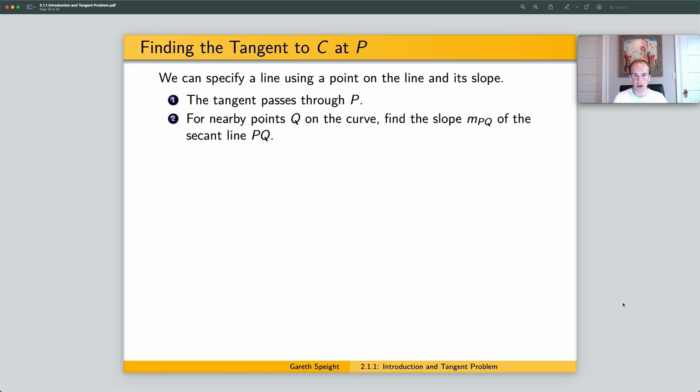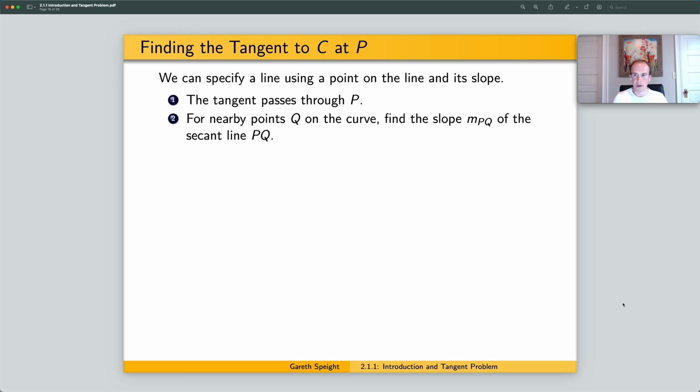And instead, we find the slope of that line, the slope m_PQ of the secant line from P to Q. So how do we do that? Well, P is a point we know. Q is a point we chose. We have coordinates for those 2 points. So if we want to find the slope of the line joining them, we just do change in y divided by change in x. And that will give us the slope of the secant line PQ. Okay, so if we pick different points Q, we can calculate this m_PQ for different Q. And we'll see some examples of how to do that on the next slide.